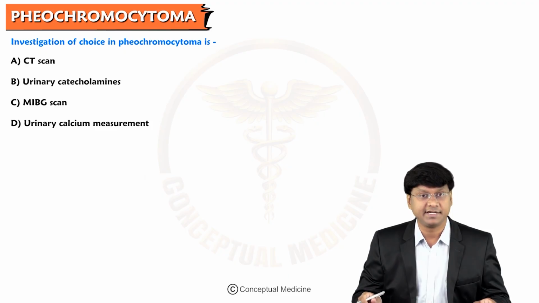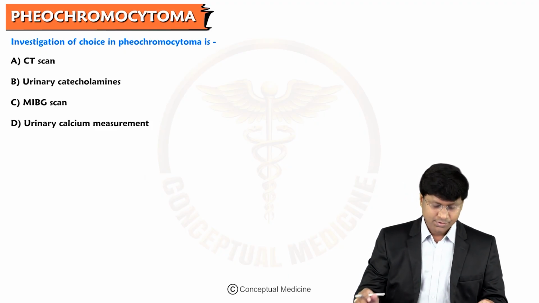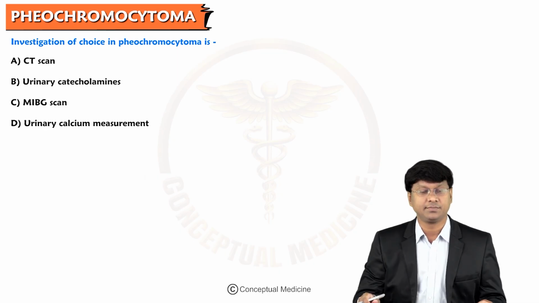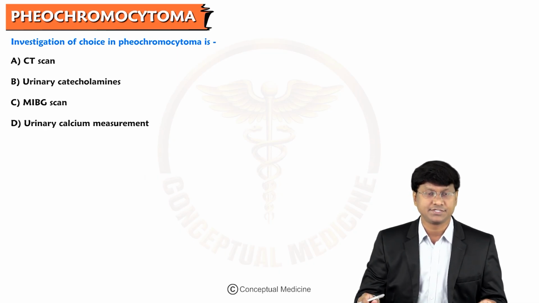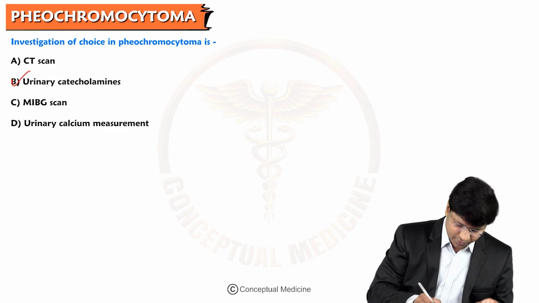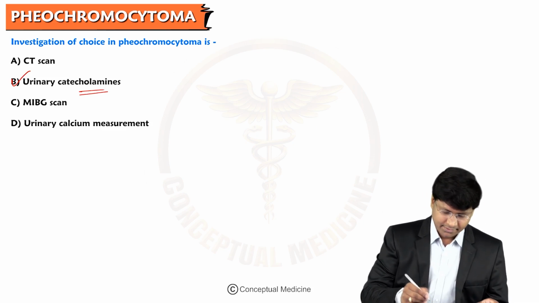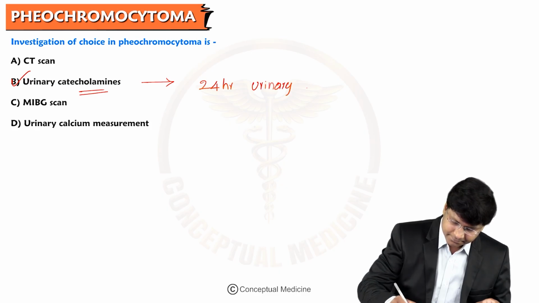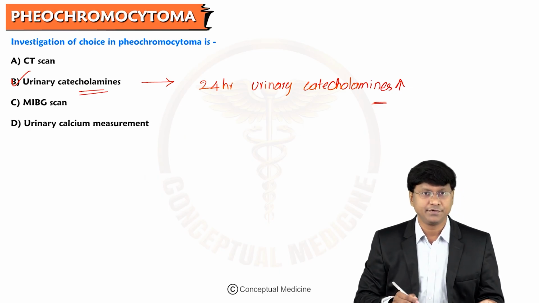Next, let me discuss the investigations in pheochromocytoma. The question can be asked: the investigation of choice in pheochromocytoma is CT scan, urinary catecholamine levels, MIBG scan, or urinary calcium measurement. The answer is the urinary catecholamine levels. Please remember, it is the 24-hour urinary catecholamine levels which will be elevated. That is what you will see in patients with pheochromocytoma.